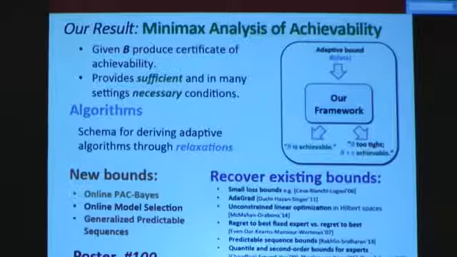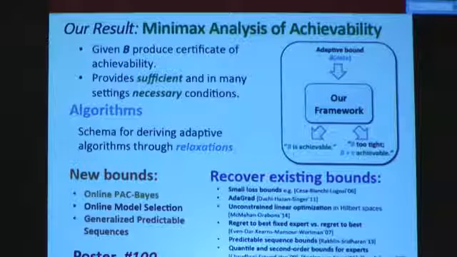So our work is a Minimax style analysis of achievability. We give sufficient and in many cases necessary conditions under which adaptive bounds can be achieved. So using our framework, someone can push a given adaptive bound through and either say, yes, this bound is achievable, or no, this bound is not achievable, but if we add some constant to it, we'll get a new bound that is achievable.